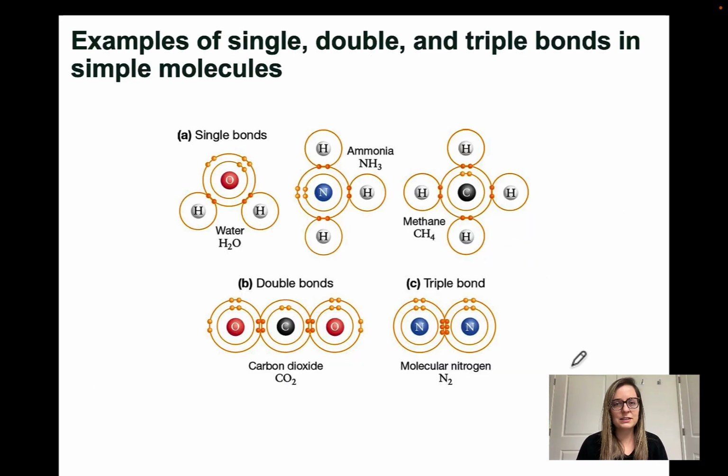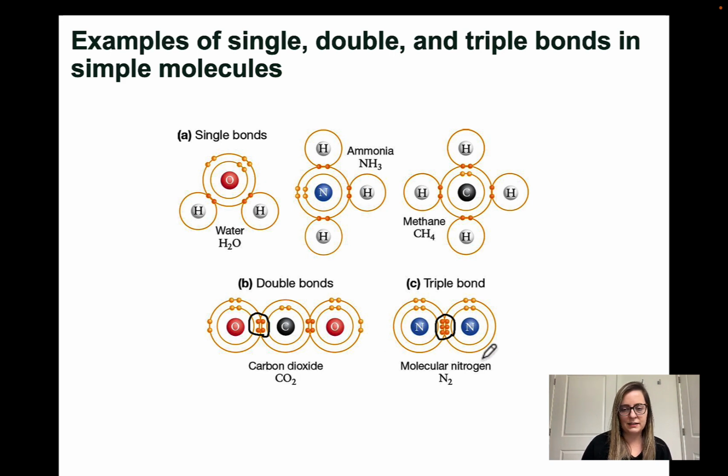So we've mostly talked about single bonds, like in water and ammonia and methane, for example, that's CH4. But small molecules can also form double and triple bonds. So if we look at carbon dioxide here, we have oxygen that needs 2 electrons, but it can actually create a double bond in which they share 4 electrons between each other. Or we can have a triple bond in which the 2 atoms share 6 electrons between each other.